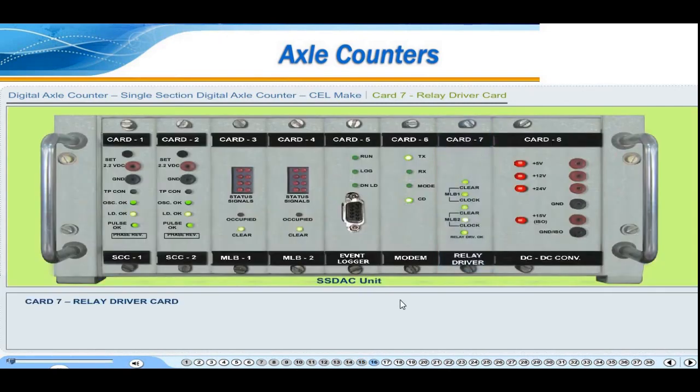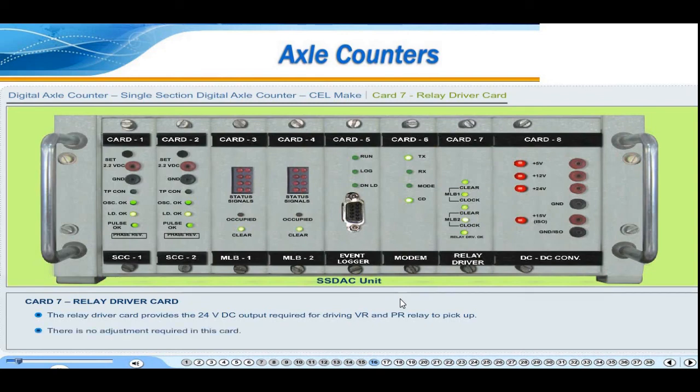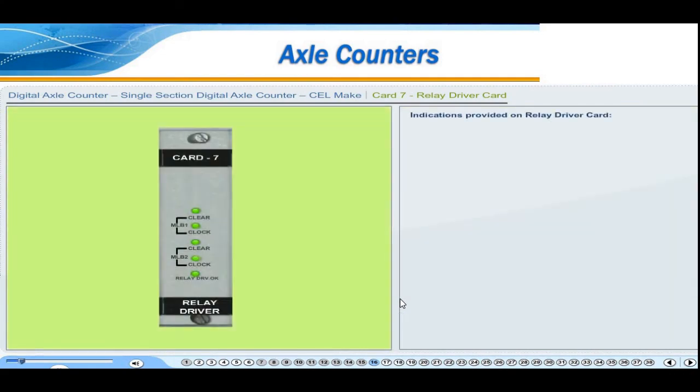Relay driver card. The relay driver card provides the 24-volt DC output required for driving VR and PR relay to pick up. There is no adjustment required in this card. Indications provided on relay drive card.